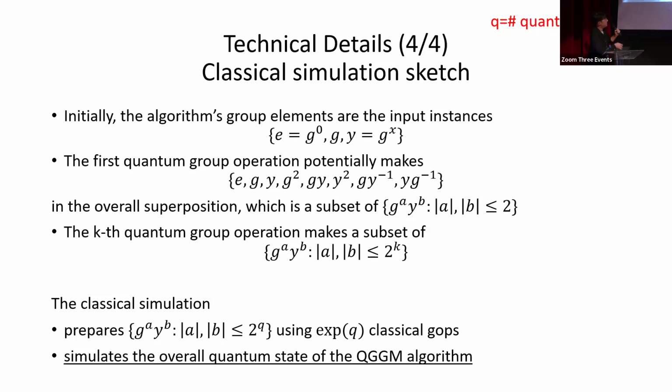It requires just an exponential number of classical group operations and simulates the overall quantum state of the quantum generic algorithm. Actually, it's not that trivial, but it can be done using only this and the other non-group operations. So it completes the proof.